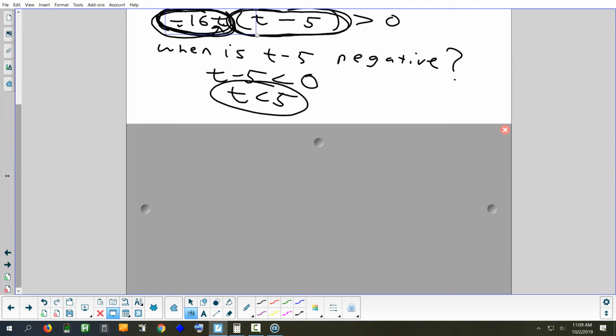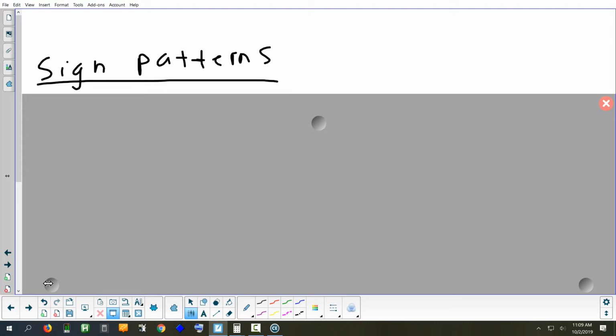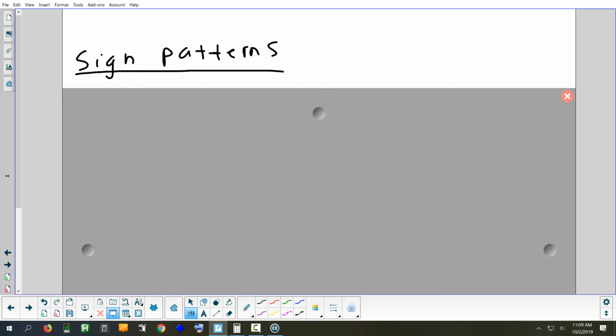Okay. So, we're going to look at what's called a sign pattern. A sign pattern is a tool that you can use to solve a quadratic inequality. That's what you use it for. Now, if I gave you this, that is called a linear factor. It's linear because it's just a variable, could be plus or minus a number.